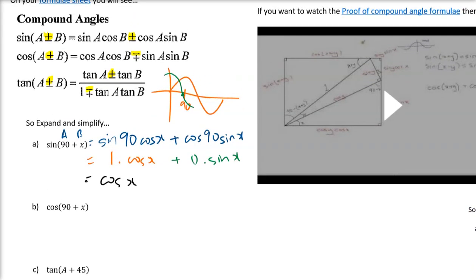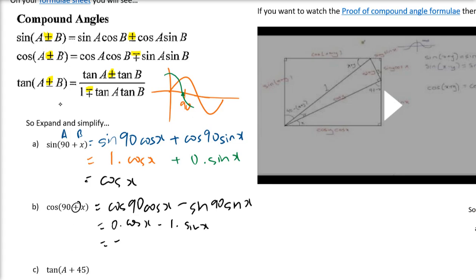Same thing, so if I go cos of 90 plus x, I'm going to follow the formula. It's going to be cos of 90 cos of x minus, because that's a plus, sine of 90 sine of x. Cos 90 is 0, so it's going to be 0 times cos x minus 1 times sine x, which is just going to give you minus sine x.